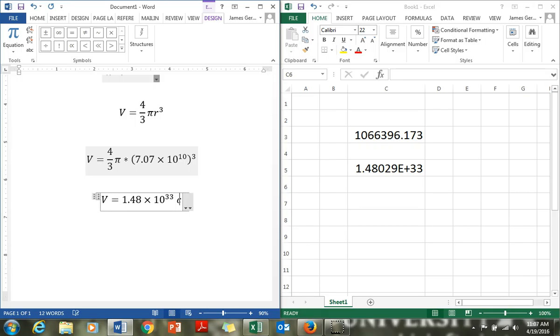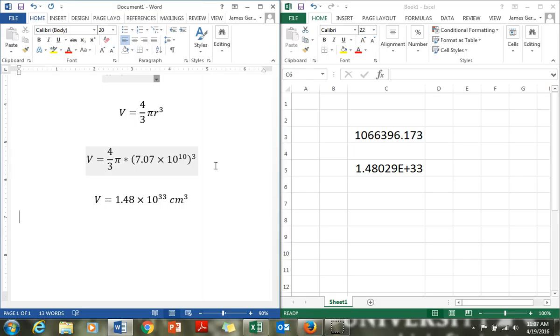So was it the 3 on the outside? What's that? The 3 on the outside? What 3? So you got 7.04 times 10 to the 25? Yes, cubed. So 7.07 times 10 to the 10th cubed.